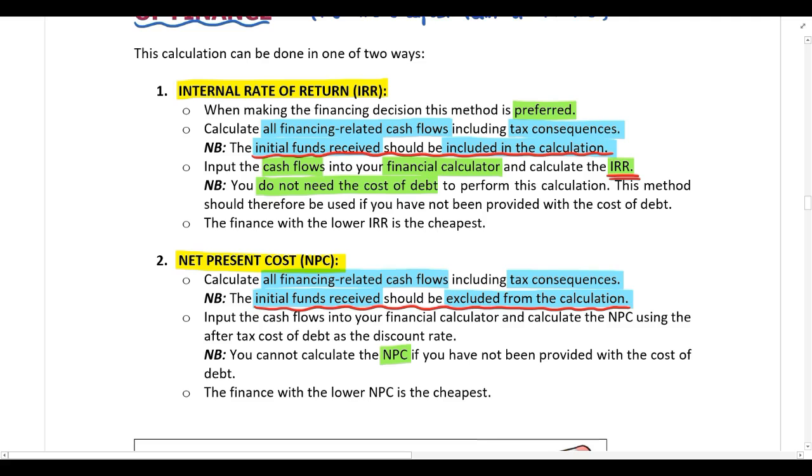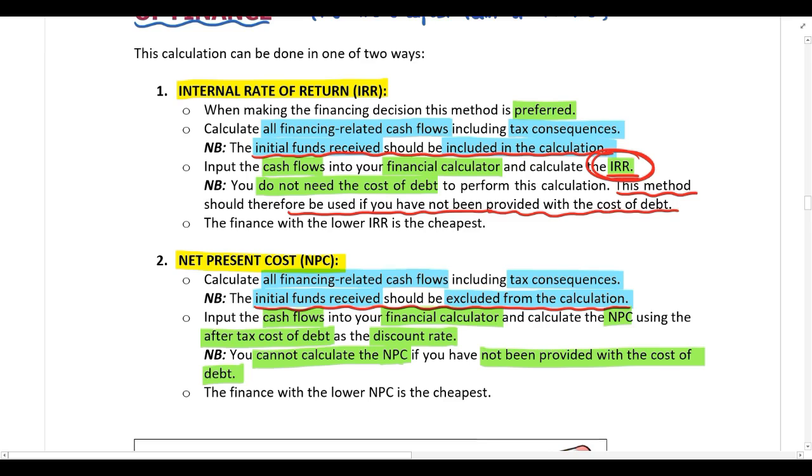So with the net present cost, you are going to input those cash flows into your financial calculator, just excluding the initial inflow, and you calculate your net present cost using the after-tax cost of debt as your discount rate. You can't calculate the net present cost if you do not have the after-tax cost of debt. If you don't have the after-tax cost of debt, you are forced to perform the calculation using the internal rate of return method. Okay, so you can see that. This method should be used if you have not been provided with the cost of debt. If the question is silent, you can use either method, but please remember, the internal rate of return method is preferred for the financing decision.